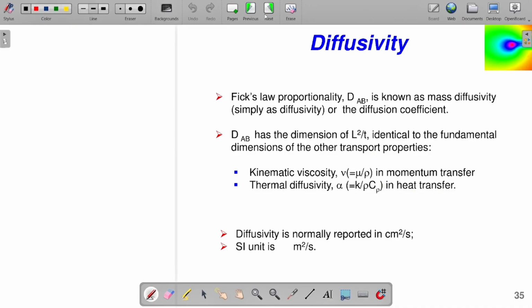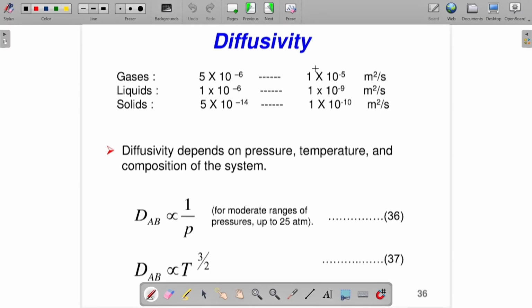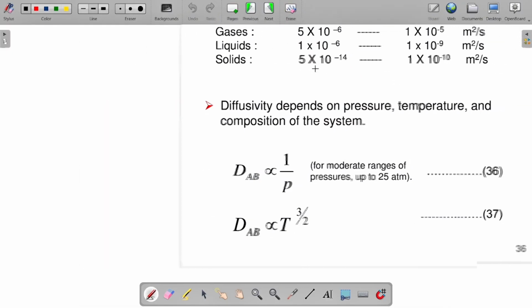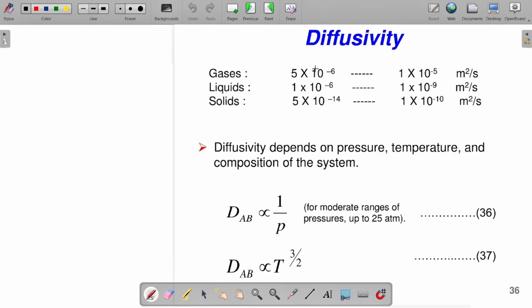So over here you can see that the diffusivity is inversely proportional to the pressure, which is where we are talking about up to 25 atmospheres. Then for temperature, it is to the power 1.5, or 3 over 2. It's directly proportional to temperature in this form, so that we can evaluate the diffusivities at different temperatures.